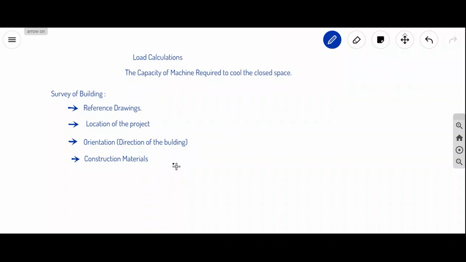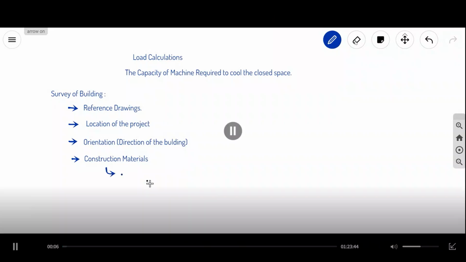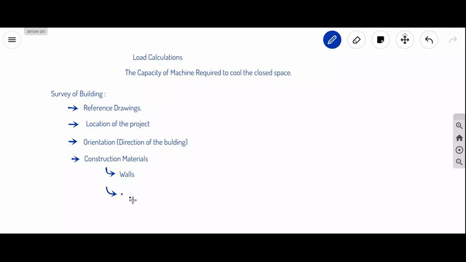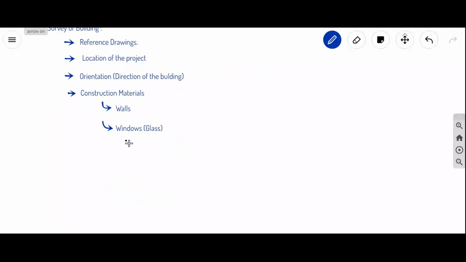We need to know about the construction materials like walls, windows. Windows indicates glass also. Doors, partitions, floor, ceiling and roof.